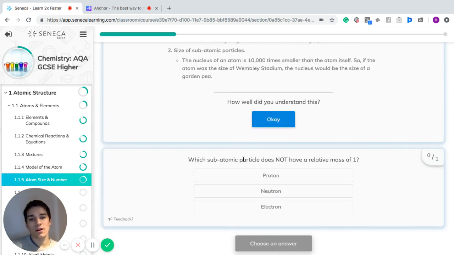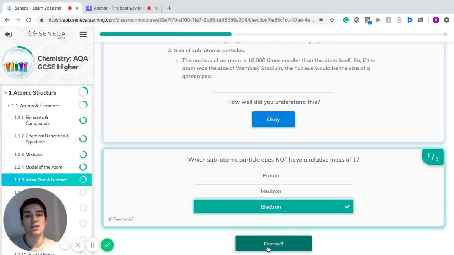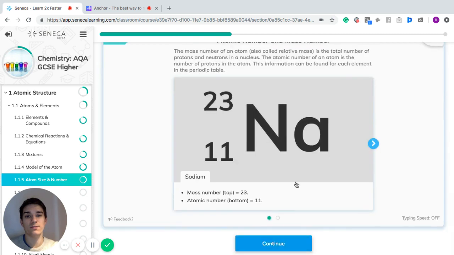Which subatomic particle does not have a relative mass of 1? So remember, protons and neutrons have a relative mass of 1, and the electrons have a relative mass of 0.